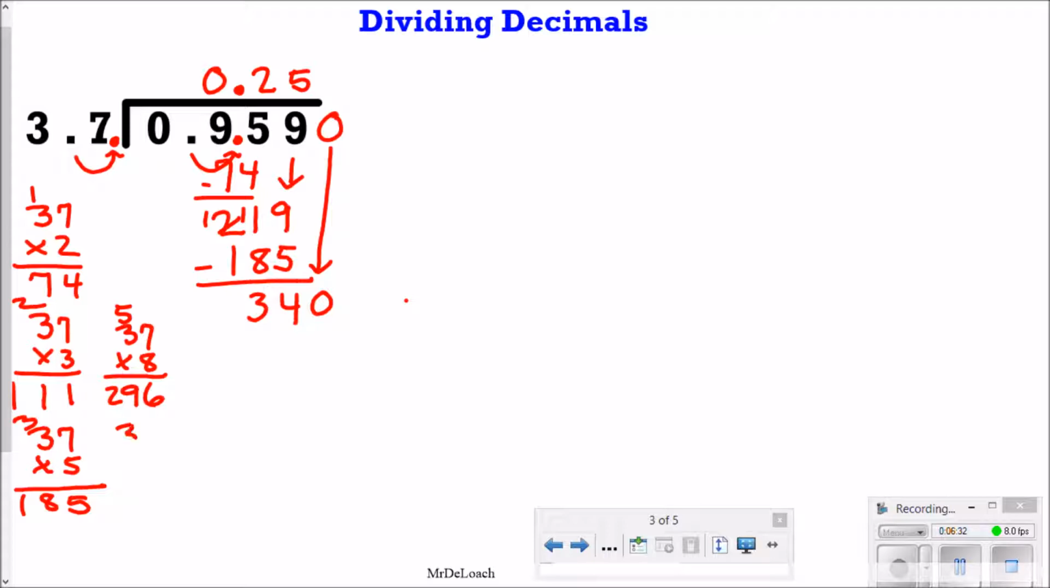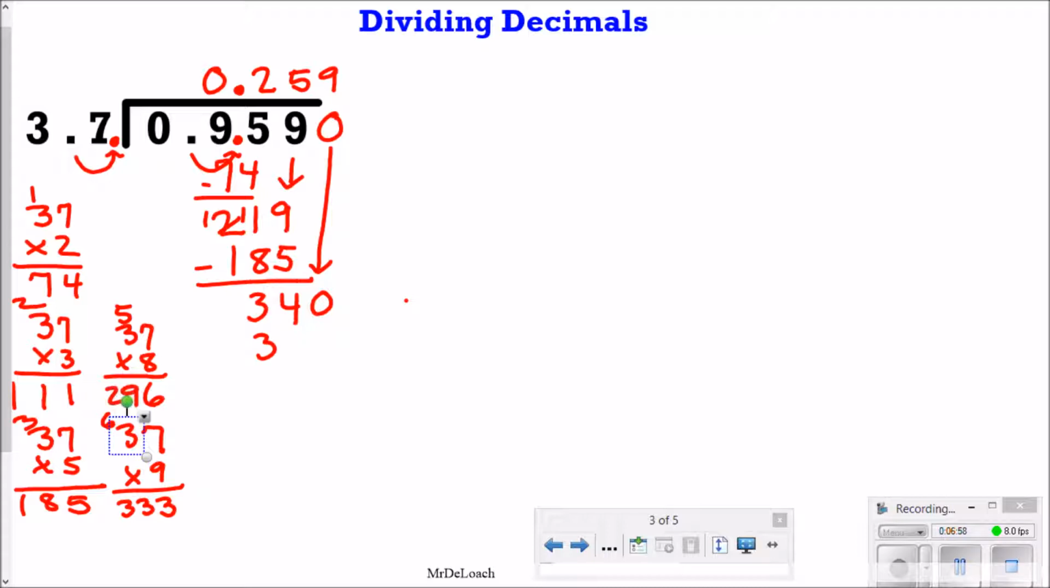Let's do 37 times 9. Well, 7 times 9 is 63. Carry your 6. 9 times 3 is 27, plus 6 is 33. So we end up with 330, which fits in exactly where we need it to in 340.